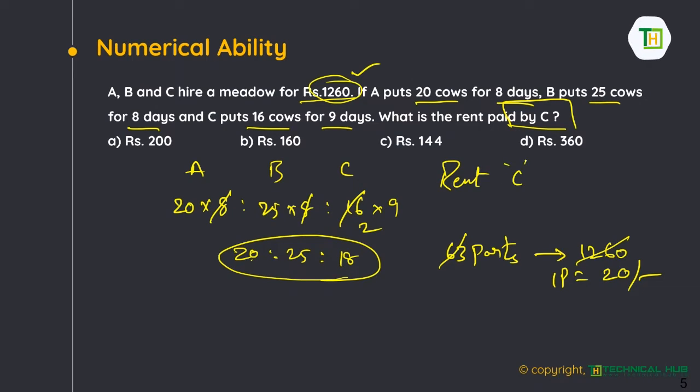Rent paid by C, which is equal to, here C is having how many parts? 18 parts. 1 part is equal to 20 rupees, then 18 parts is equal to how much? 18 into 20, which is equal to 360 rupees. That is the rent paid by C. That is the answer. Option D.